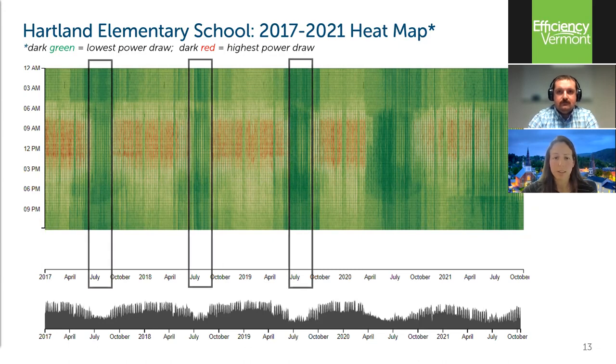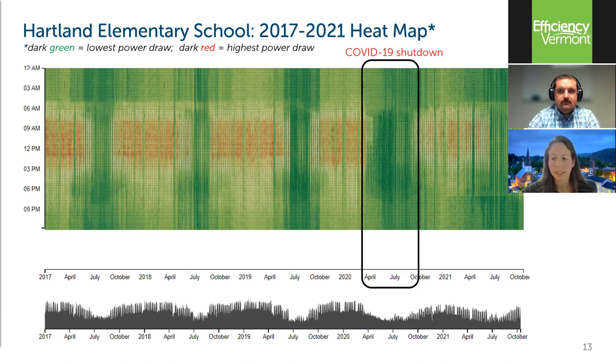The large green section over here with low energy use is the beginning of the pandemic, when school shut down in March of 2020 and stayed closed until the start of the fall semester in 2020.